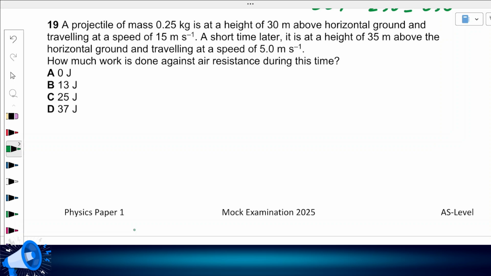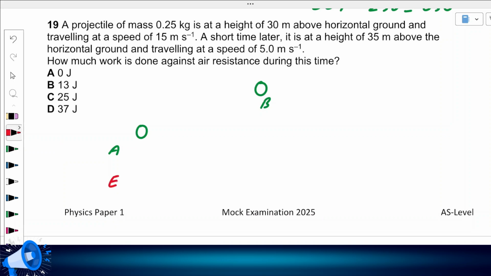Okay, just the last two. A projectile of mass this much, height this much, traveling at a speed. So we have two situations for the projectile, position A and position B. We need to find the work done against the air resistance during this time.